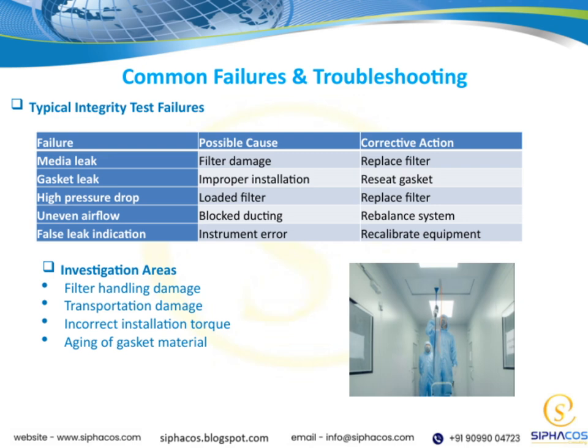A high-pressure drop across the filter suggests it's loaded and needs replacing. Uneven airflow might be due to blocked ducting, which calls for system rebalancing. Lastly, if there's a false leak indication, it could be an instrument error, and recalibrating the equipment should resolve the issue. These common failures highlight the importance of proper handling, installation, and maintenance.